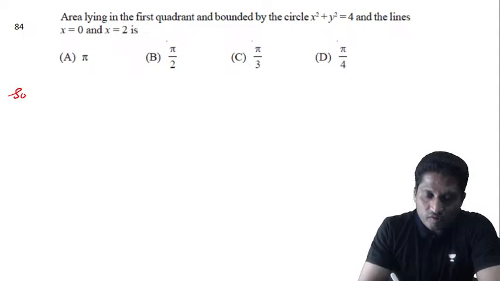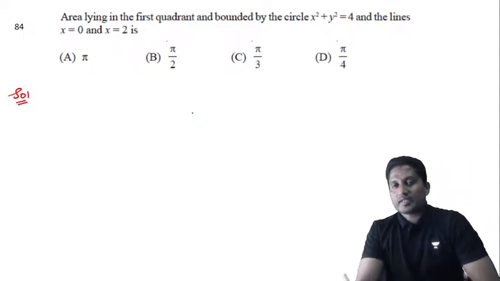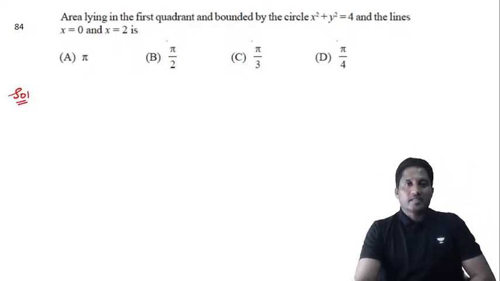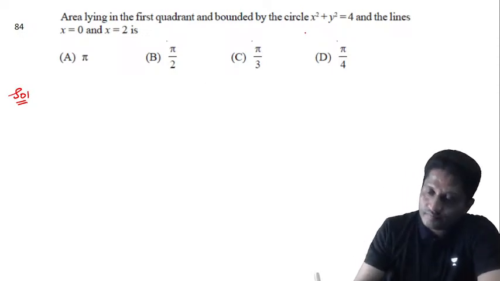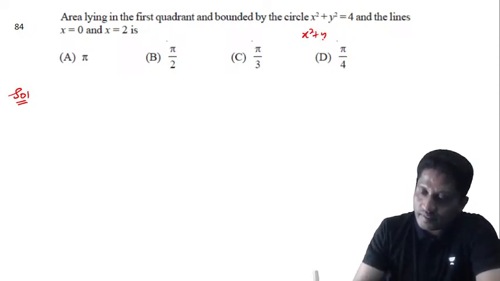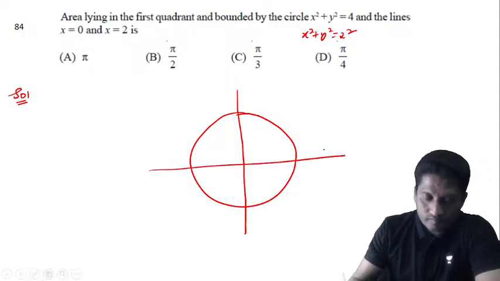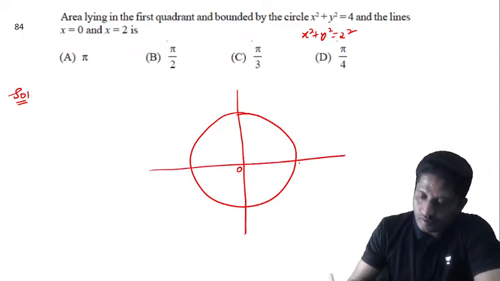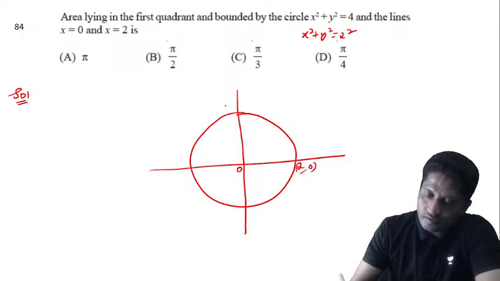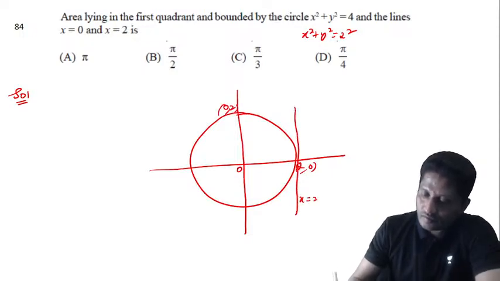Area lying in the first quadrant bounded by the circle x square plus y square is equal to 4 and the lines x is equal to 2 and x equal to 4. This is x square plus y square is equal to 2 square. It's a circle whose center is origin, radius is 2. So this is 2 comma 0, 0 comma 2. So x is equal to 0 and x is equal to 2. In the first quadrant, this area I should find out.